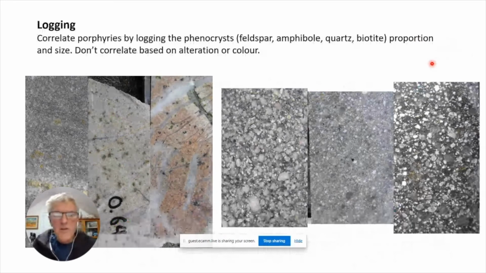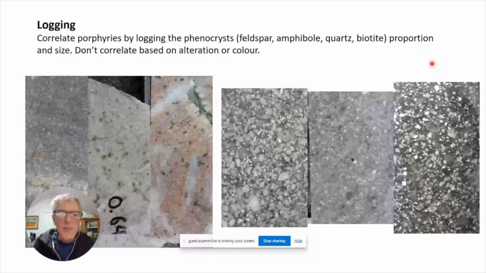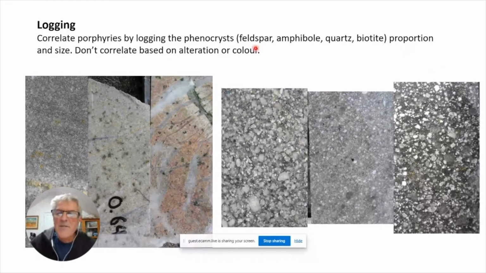If you're out on the rig or in the core shed logging porphyries, the best thing you can do is to log the phenocrysts. You should be logging which minerals are present as phenocryst phases. So it's going to be feldspar, amphibole, quartz, and sometimes biotite. So you should log which minerals, how much, what's the proportion, like 5, 10, 20%, and how big are they. Don't correlate your logging based on alteration or colour.